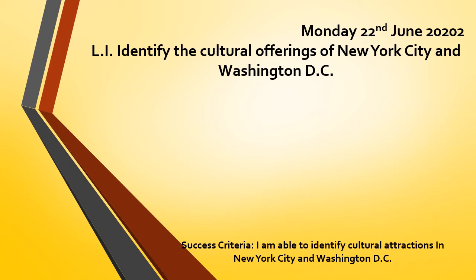So today's date is Monday, the 22nd of June, 2020, and your learning intention is to identify the cultural offerings of New York City and Washington, D.C. If you're not quite sure what that means, it means everything that New York City and Washington, D.C. has to offer, like all the theatres, the monuments, all the important places and beautiful scenery that you can think of. So your success criteria today is: I am able to identify cultural attractions in New York City and Washington, D.C. That'll all come clear in your task later on.